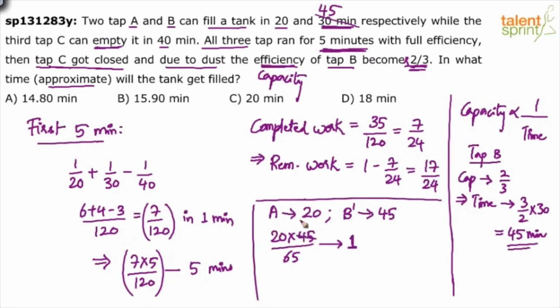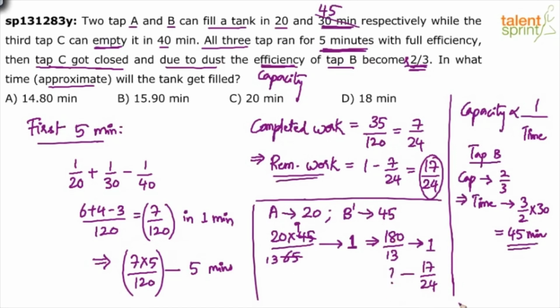So this is like 9 times, this is 13 times. So 180 by 9 to 20 into 9 is 180. 180 by 13 implies they will take 180 by 13 minutes for doing full work, 1 unit of work. But how much of work they have to do? They have to do only 17 by 24 of the work, because the remaining is only 17 by 24. So for doing 17 by 24, how much time will they take?